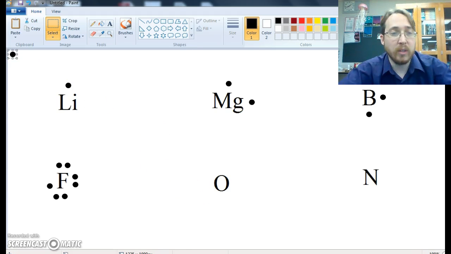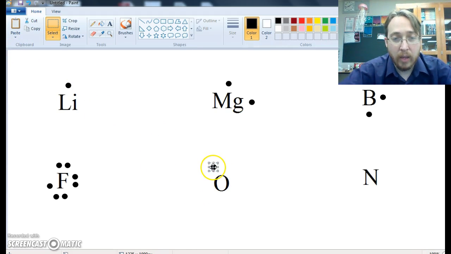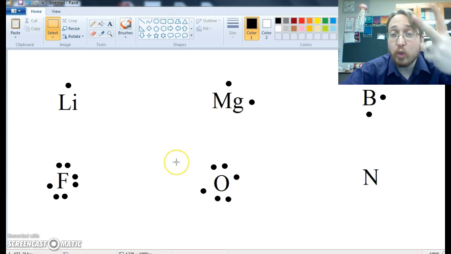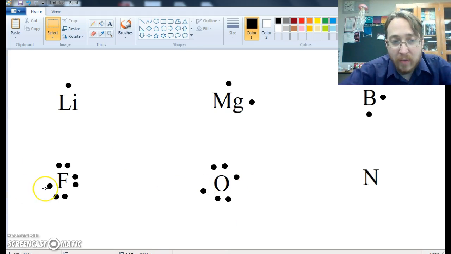Let's move on to oxygen, which has 6 valence electrons. So, like fluorine, we're going to get all of the sides filled up, and then we're going to go back and double up some of the sides. So we'll double up the top, and we can double up the bottom. That's fine too. So now oxygen has 2 unpaired electrons. Fluorine has 7 valence electrons and 1 unpaired electron. Lithium only has 1 valence electron, and it is also unpaired. So both of these have 1 unpaired electron. These have 2 unpaired electrons.